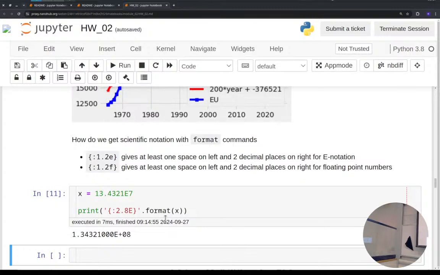So the 0.2 is 0.4, 0.6. The e means scientific notation. So yeah, that's pretty good. I'm going to start from the project. Okay.